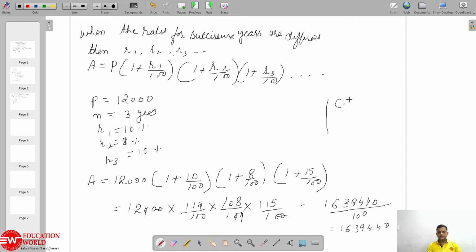For compound interest we will do the same: 16,394.40, and the starting amount is 12,000. So it will be 4,394.40.